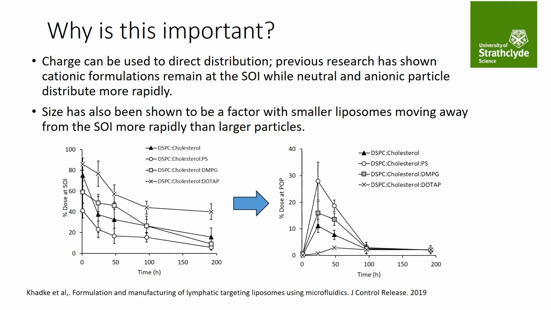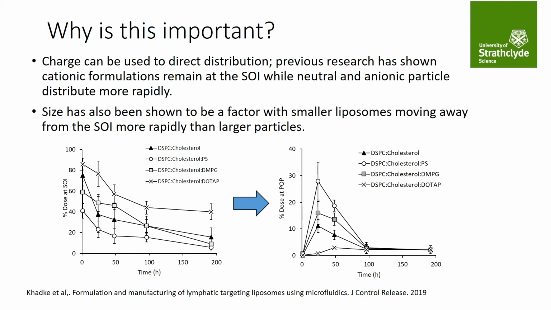However, why is it so important that we can influence the size, and what is the importance of the effect of charge within a vaccine formulation? From this figure here, we can see that charge can be used to really direct distribution of our product, as previous research has shown that cationic formulations remain at the site of injection, while neutral and anionic particles distribute more rapidly away and can drain to the surrounding lymph nodes, which can be shown in Figure A here, where we can see a DSPC cholesterol draining quite fast.